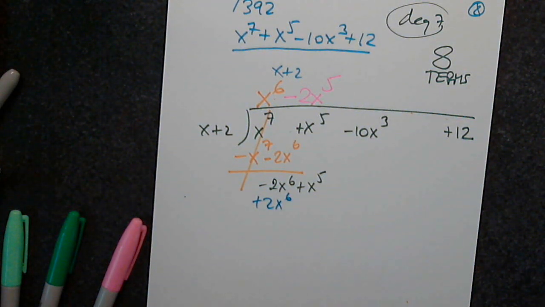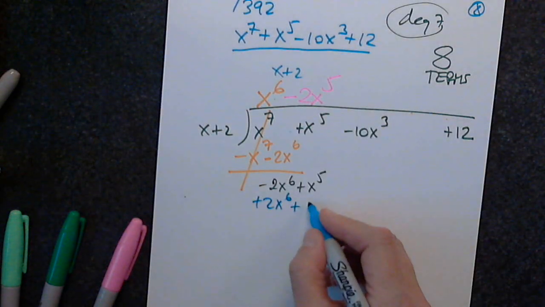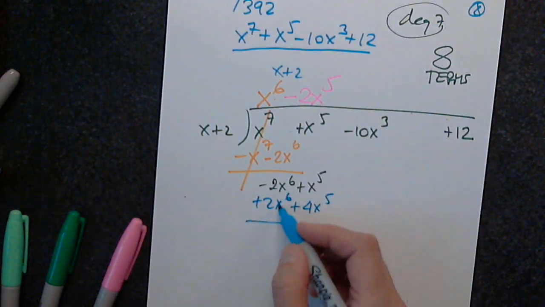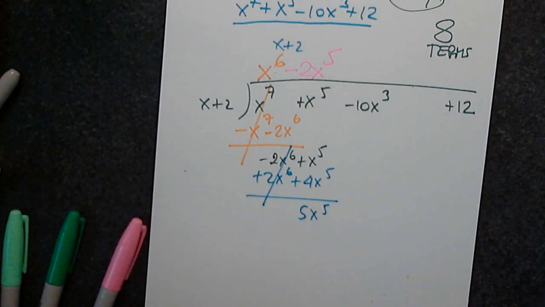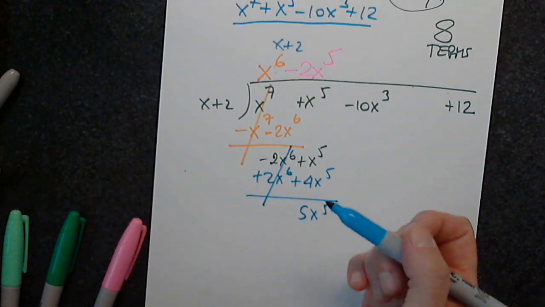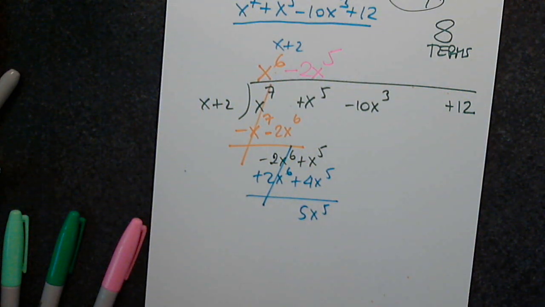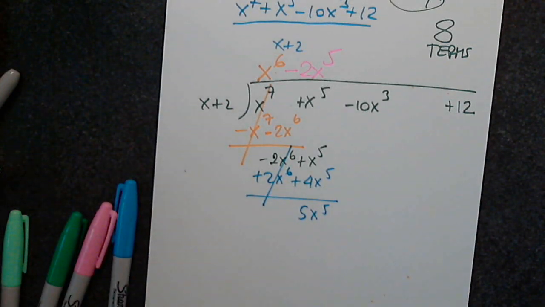Negative 2x to the 5th times 2 is negative 4x to the 5th. Positive 4x to the 5th. Gone. 5x to the 5th. Yes? Hold on. You may be right, I may be wrong. If you see something, please say something. Wait, where did the 4 come from?